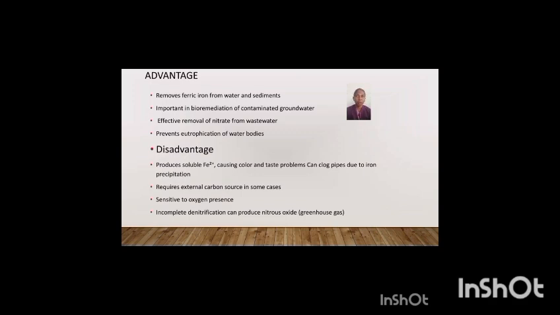Disadvantages: produces soluble Fe2+, causing color and taste problems, and can clog pipes due to iron precipitation. Requires an external carbon source, and is sensitive to the presence of oxygen. Incomplete denitrification produces greenhouse gases along with nitrogen gas.